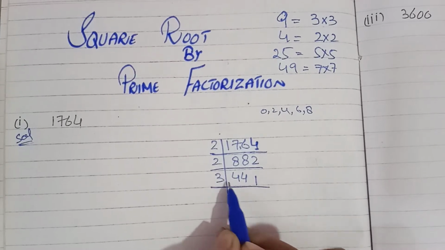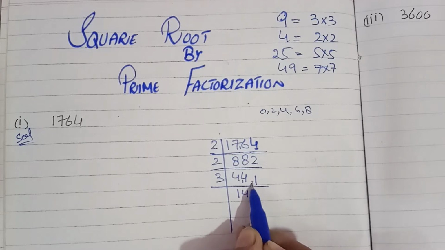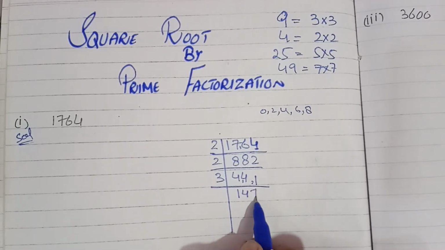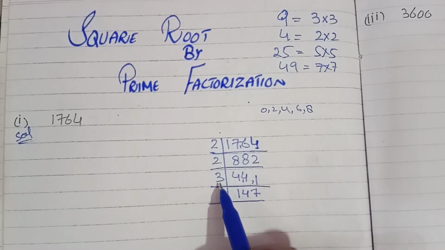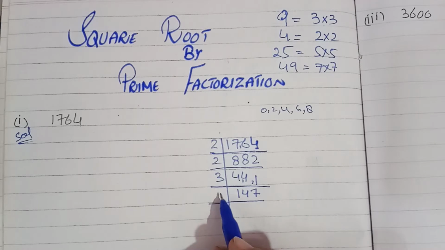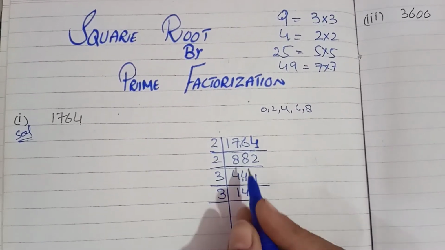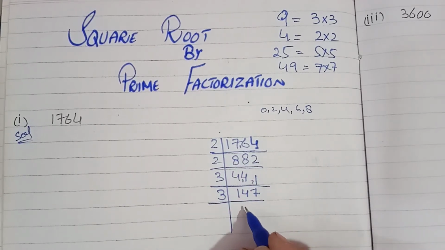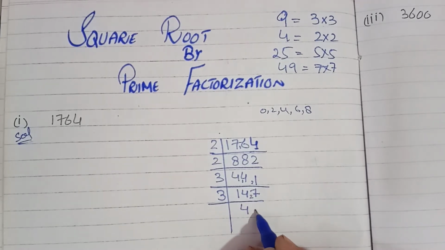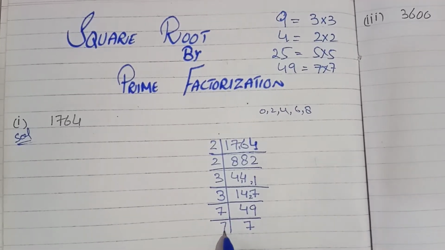Try with 3. 3 ones are 3, 1 is remaining, 14, 3 fours are 12, 2 is remaining, 2 and 1 become 21, 3 sevens are 21. Again, if the first number is 3, the second number should be 3 when you are going to find out the square root, if it is a complete square. Okay, 3 fours are 12 and 2 is remaining, 3 nines are 27. Now, 49 can be divided by 7. 7 sevens are 49 and 7 ones are 7.